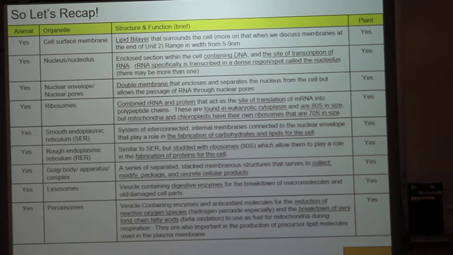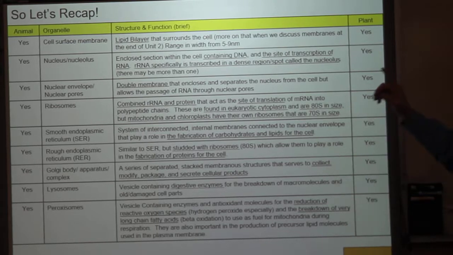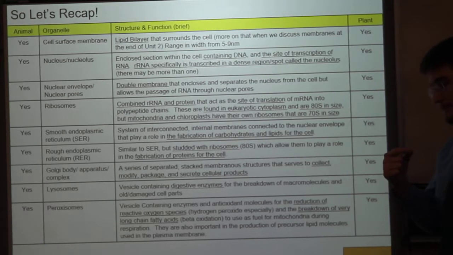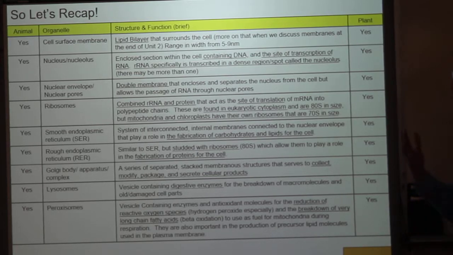Now, peroxisomes. Peroxisomes are vesicles that contain enzymes and antioxidant molecules for the reduction of reactive oxygen species. So hydrogen peroxide especially. They also break down very long chain fatty acids through beta oxidation. So this is important for fueling mitochondria in the process of aerobic respiration, and also for the precursor production of lipid molecules for use in the plasma membrane.